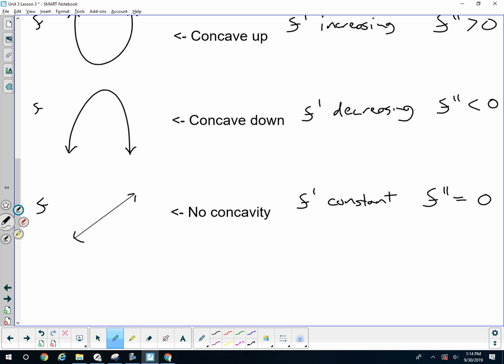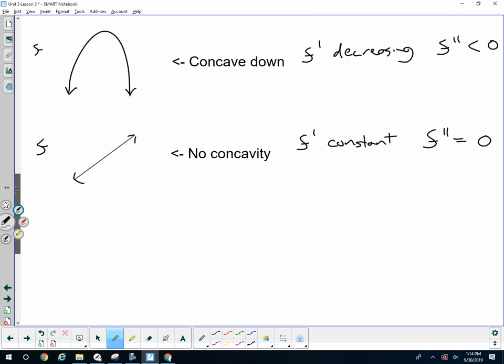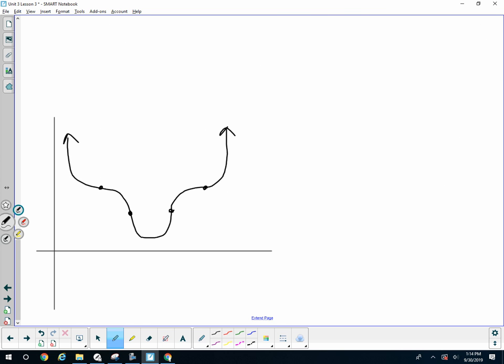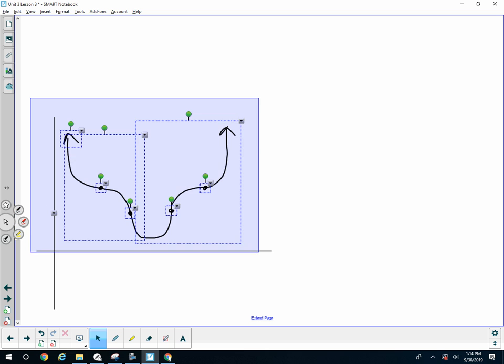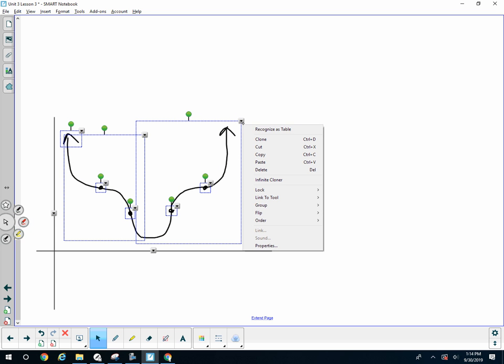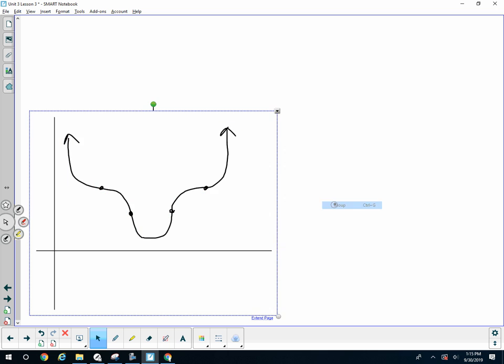Okay? Now, this graph that you're going to see is something we need to be comfortable with.